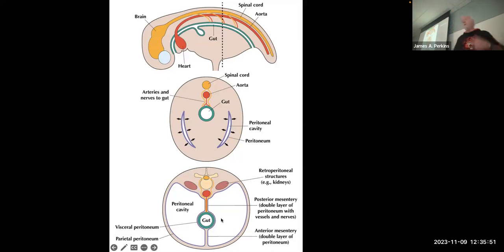And we'll see that that's true even in the adult, that there are remnants of these mesenteries and all of the nerves and arteries that are reaching the digestive organs are actually passing through these mesenteries in order to reach those organs.